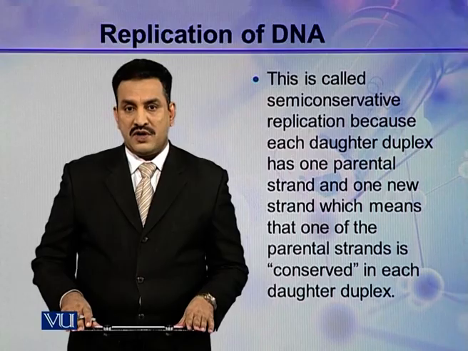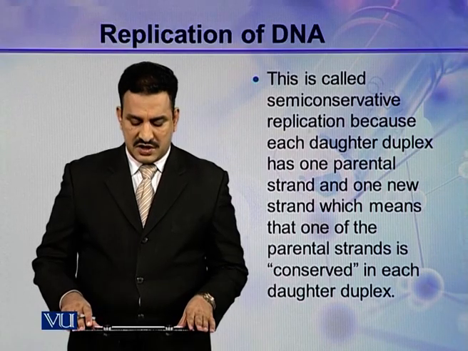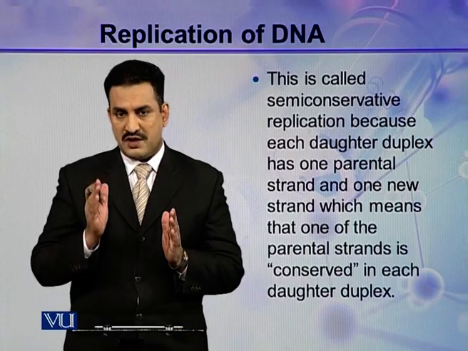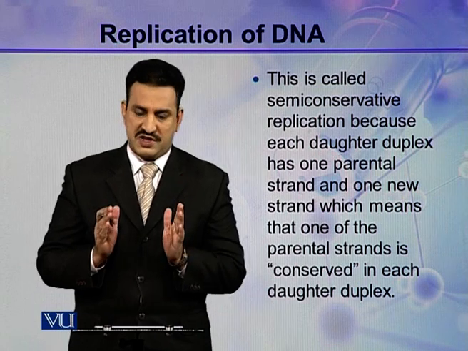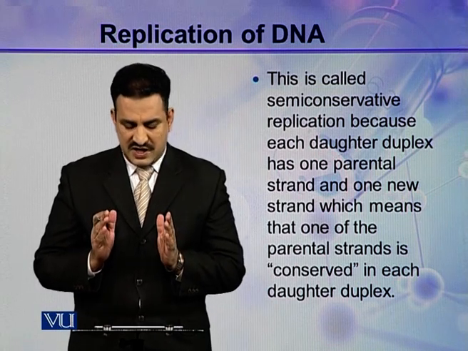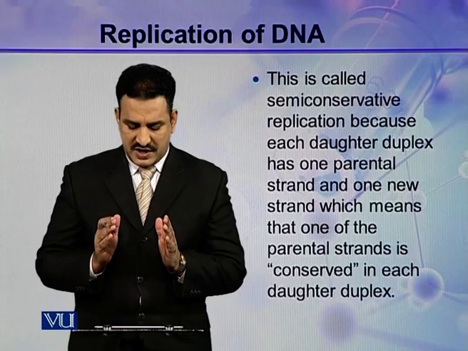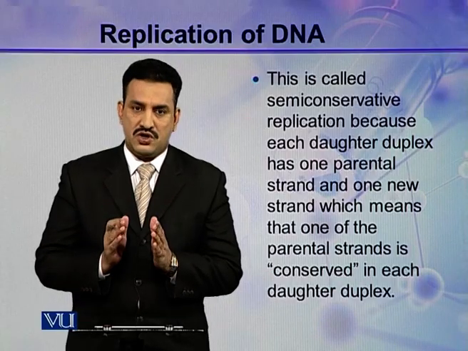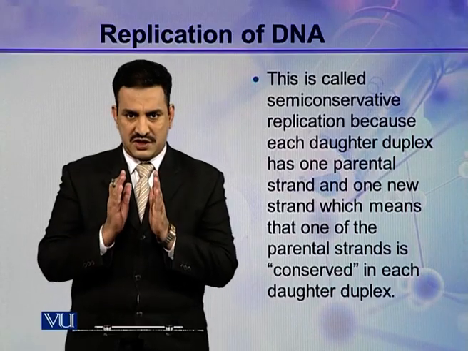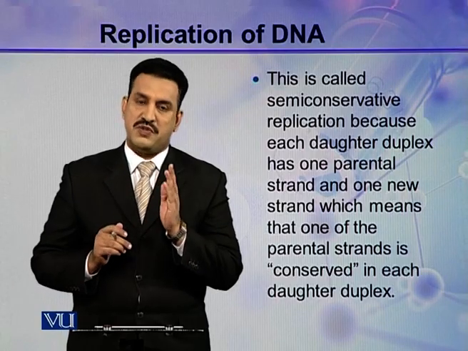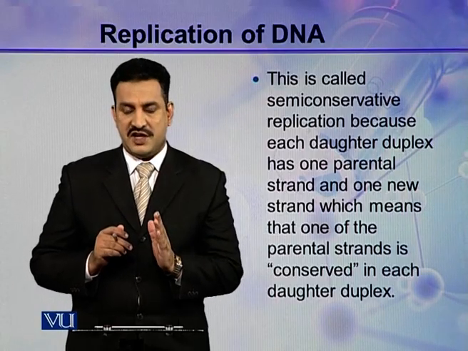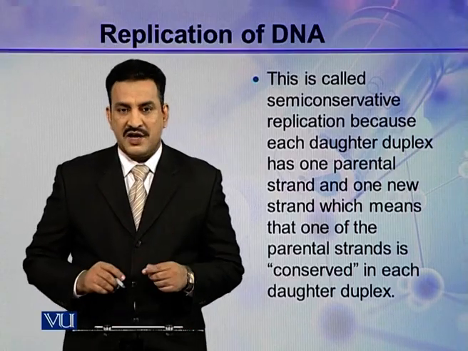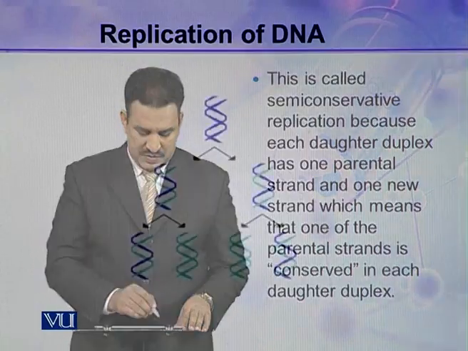So this type of replication is called semi-conservative replication, because each daughter duplex has one parental strand and one new strand. So it means that one of the parental strands is conserved in the daughter duplex. So in the daughter duplex, there are two strands. One of those strands is the parental strand, which is the conserved strand, and the other one is a newly synthesized strand. So that's why this is called semi-conservative replication.